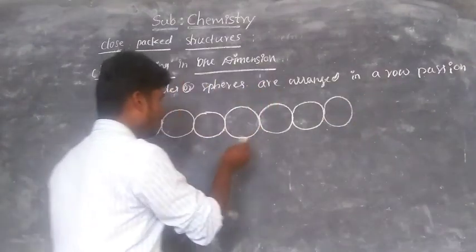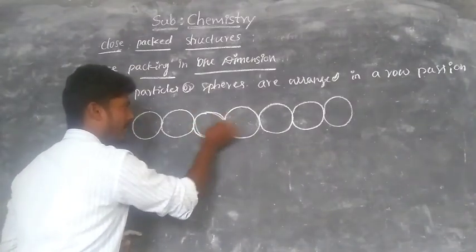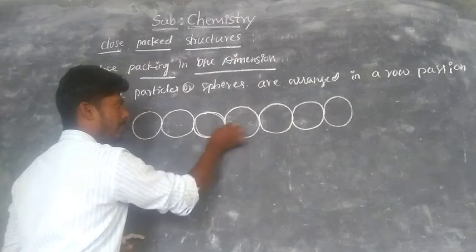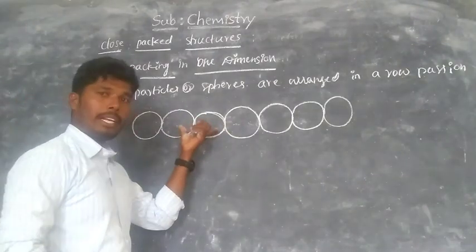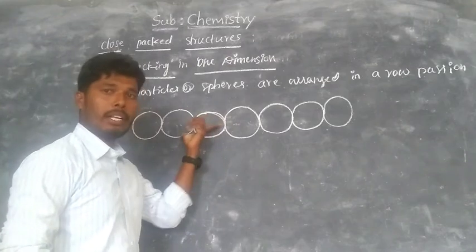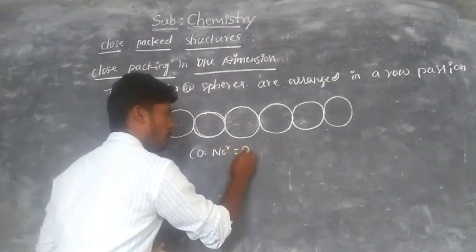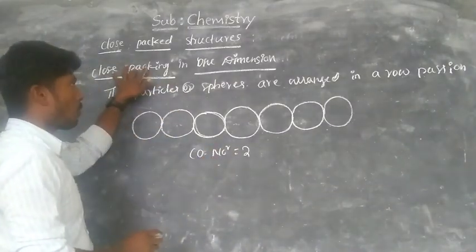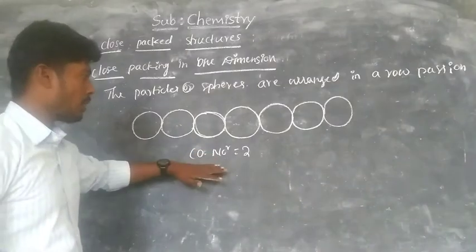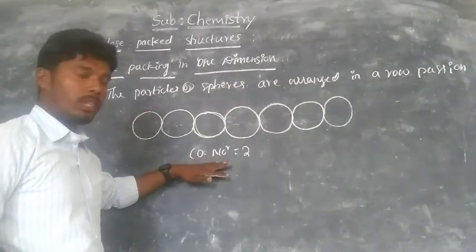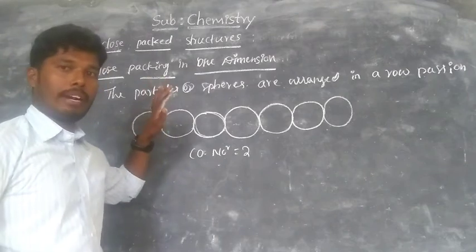So observe here, each particle is connected to or attracted by two particles. Therefore, the coordination number is 2 in close packing in one dimension. This is the close packing arrangement in one dimension.